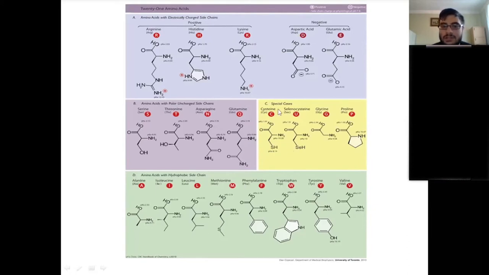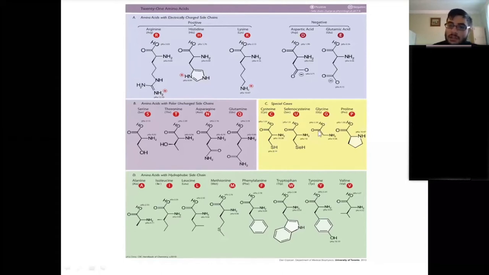These special cases: cysteine is one of the only ones that has sulfur; the only other one is methionine, but cysteine is the main one, and it's special because it can form disulfide bonds. Sulfur and sulfur can bond together, and cysteines can actually act as bonding agents.